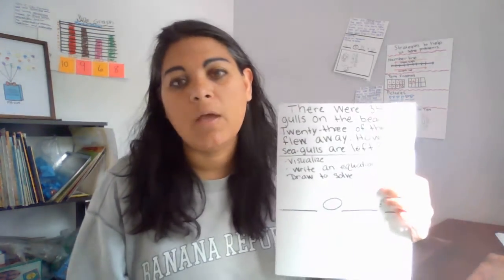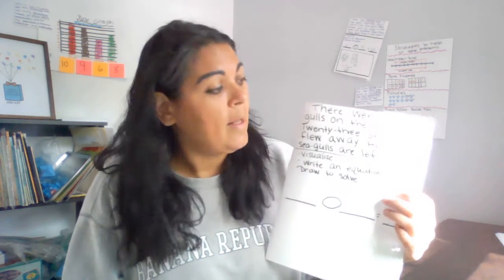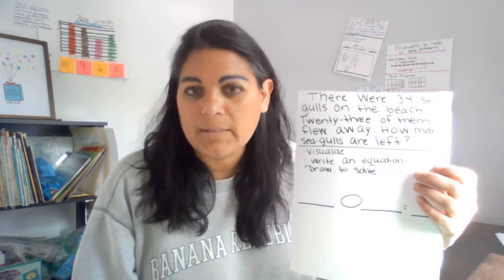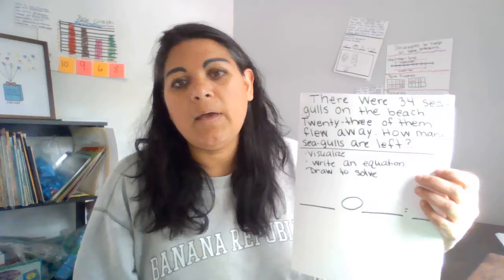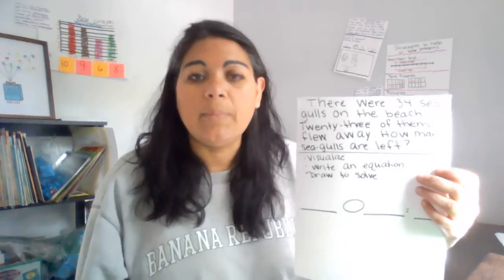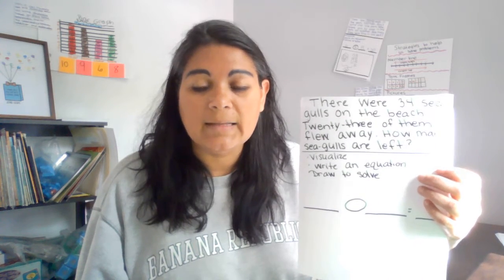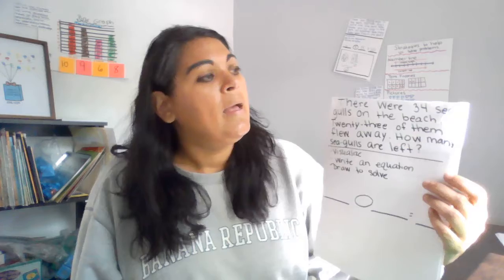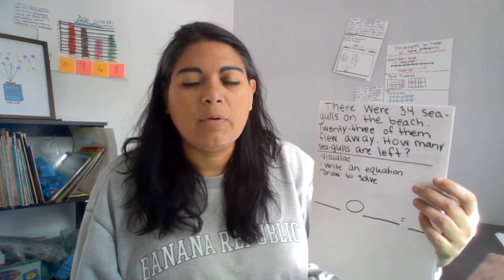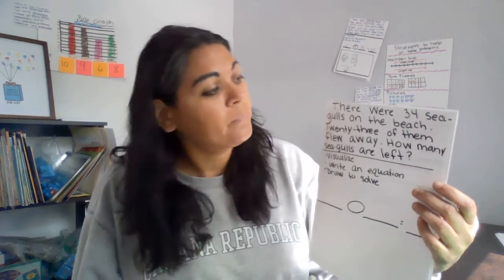So remember those words that we had spoken about earlier in the week that will kind of signal what the problem is asking us to do. So let's go ahead and do that first step again to visualize what is happening in our stories. If you close your eyes for me, use those eyes inside as I reread the story. There were 34 seagulls.